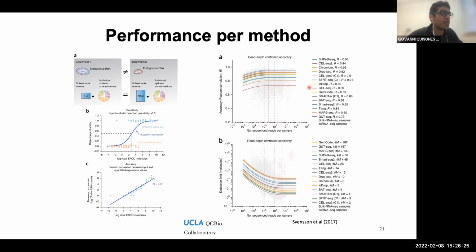And among the least accurate technologies, we have MARS-seq, GNT. We haven't mentioned this one also. We have the method developed by Tang et al. I believe this one refers to their 2009 paper. And we have SMART-seq 2.